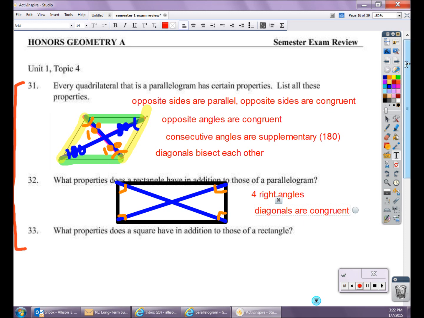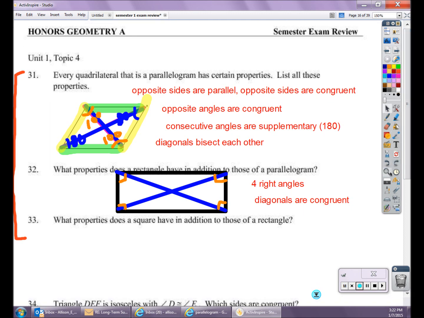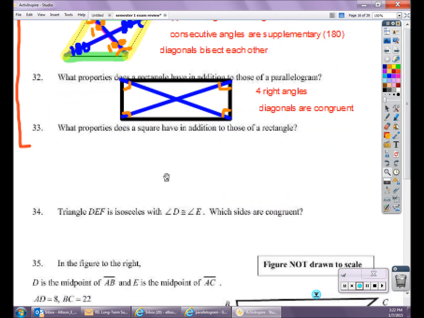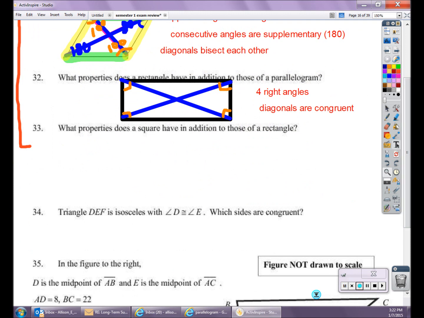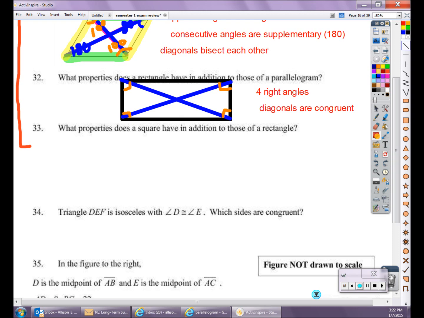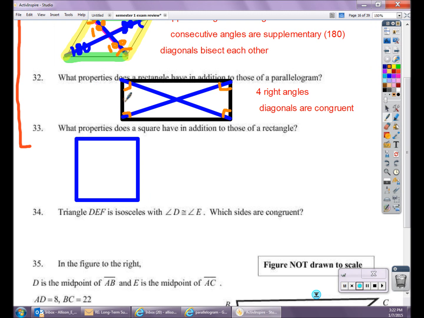Alright, and finally, a square. So the square has everything. It is a rhombus, it is a rectangle, and it is definitely a parallelogram. By definition, a square, like its daddy rectangle, must have 4 right angles. And its mommy rhombus, so it must have 4 congruent sides.